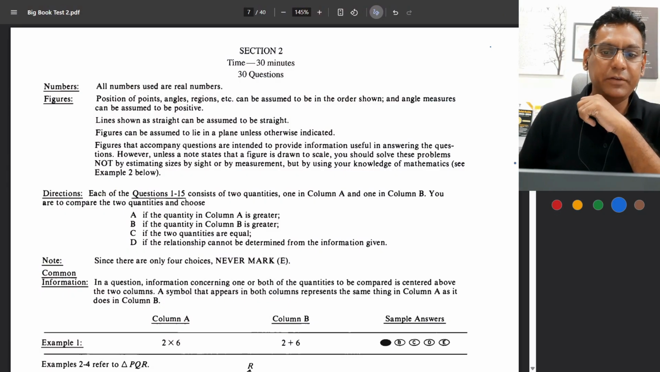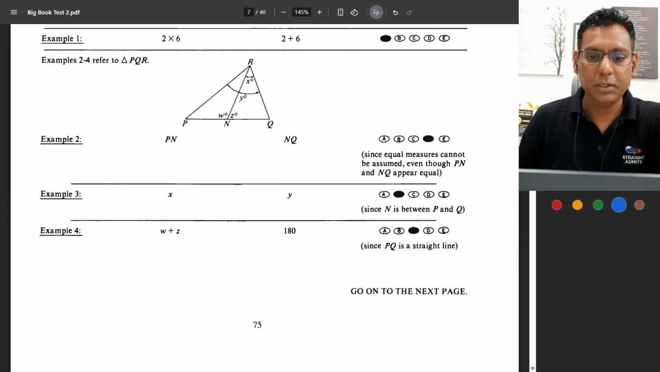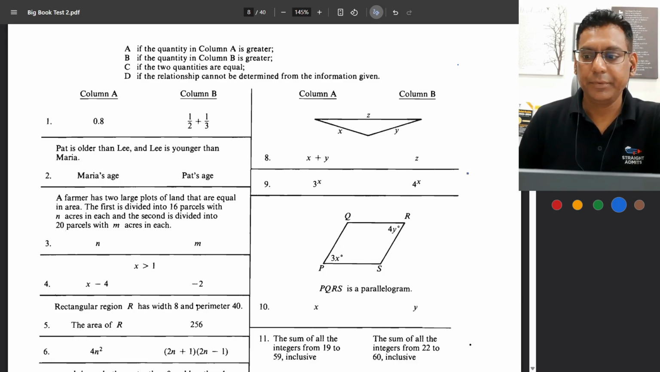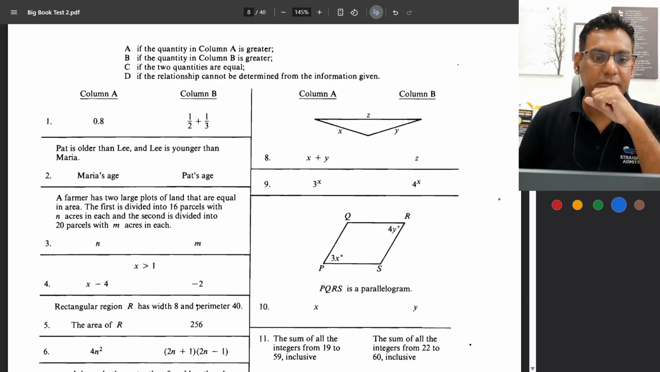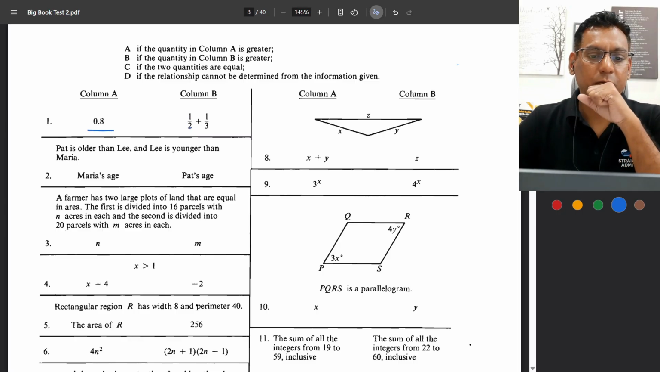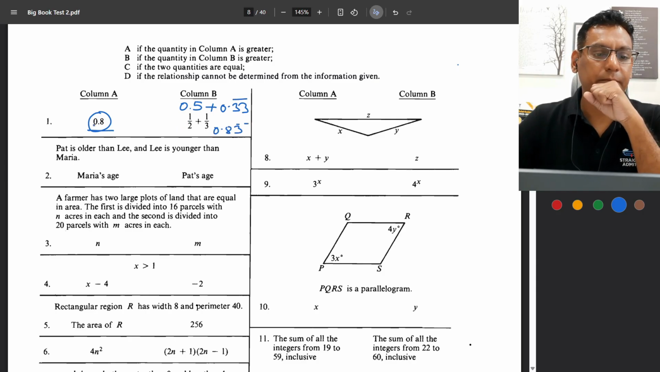All right, so what we have here is test 2 section 2. Let's look at the questions themselves. Quantitative comparison. The first question: 0.8 on one side and 1 by 2 plus 1 by 3. Because this is in decimals, let me write in decimal. 1 by 2 would be 0.5, 1 by 3 would be 0.3333 recurring. So it's going to be 0.83333 recurring, and this is 0.8, so the answer is going to be B.